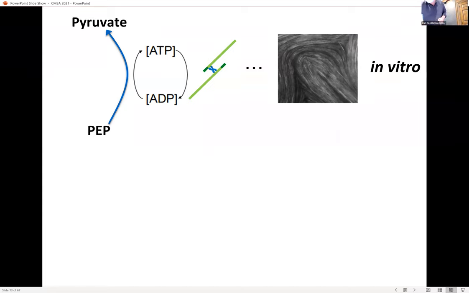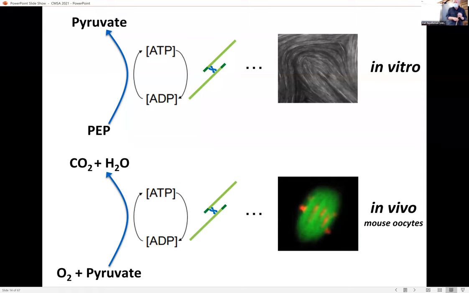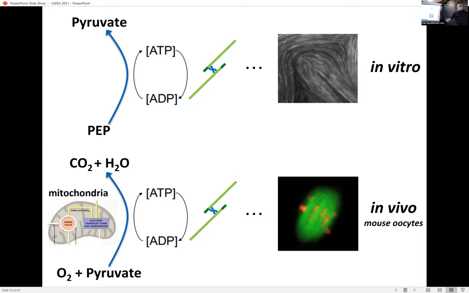Okay, so that's for these in vitro systems. In vivo, you use a different reaction. It's the oxidation of actually pyruvate in many systems, which drives this other half of this reaction. And that's done by mitochondria. So this is what people call oxidative phosphorylation. So you use oxygen, oxidative, to phosphorylate ADP and make ATP.